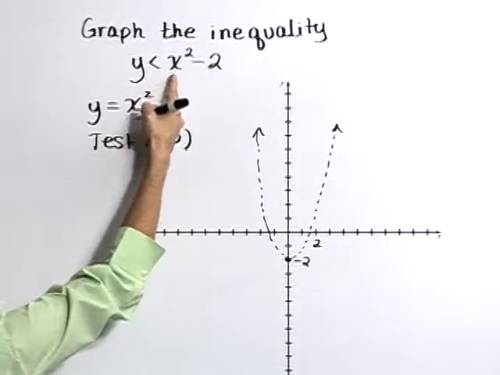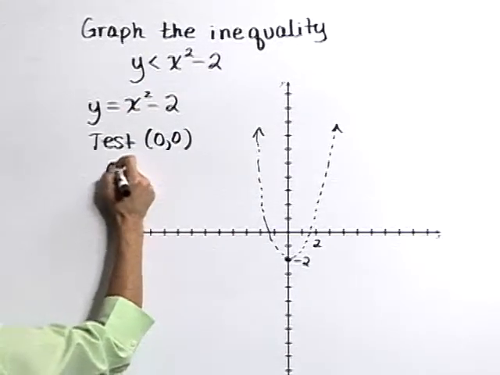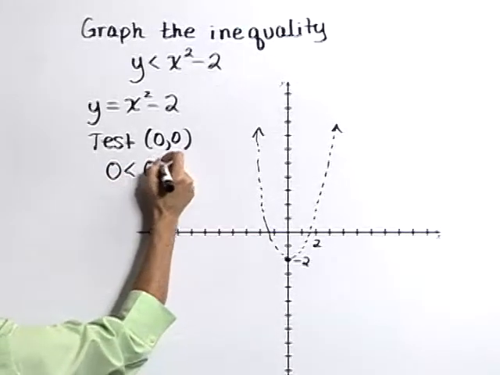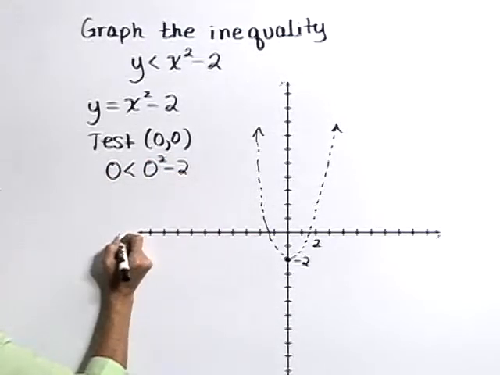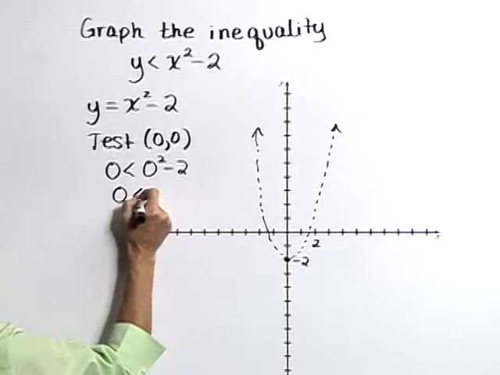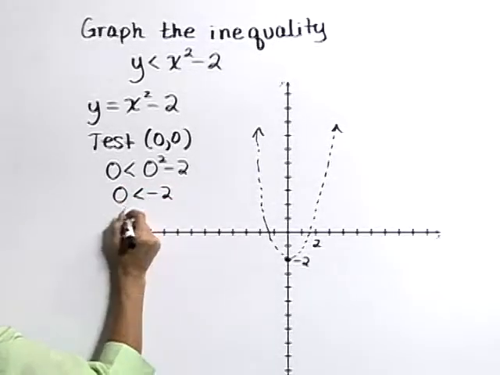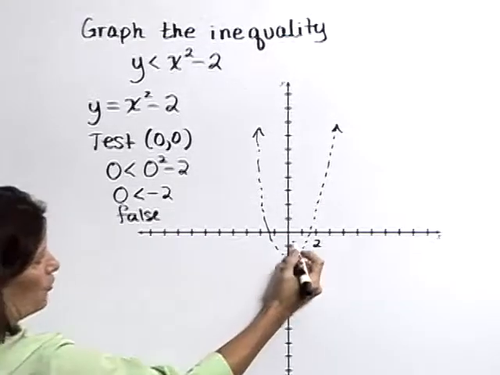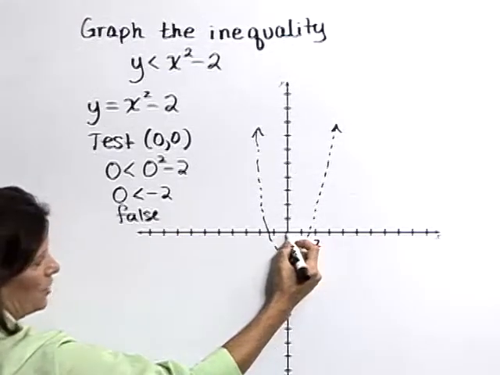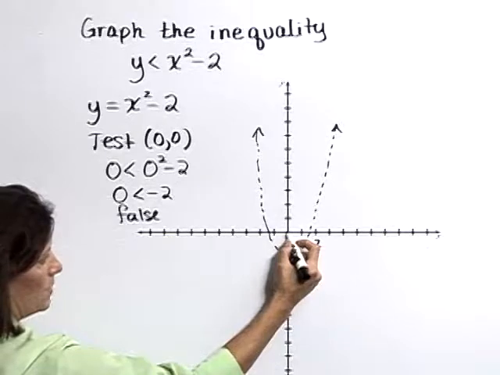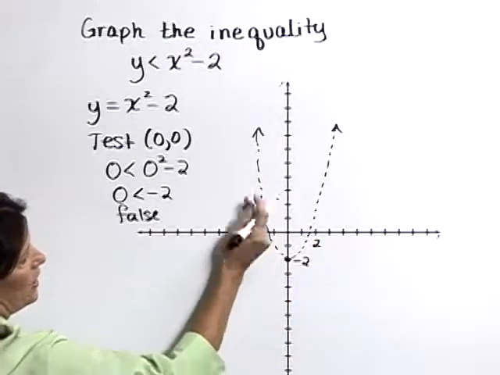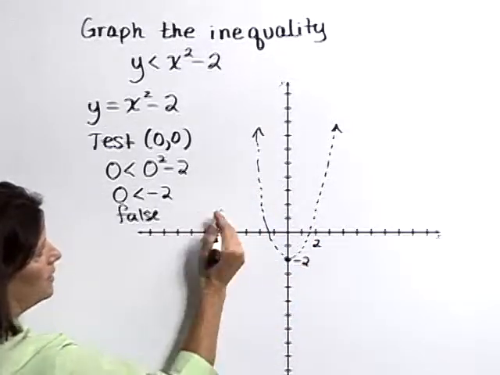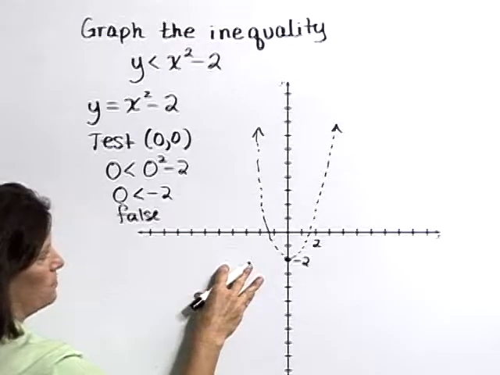So 0 for y and 0 for x gives 0 is less than 0 squared minus 2. 0 is less than -2. No, that is false. Therefore, the origin is not included in the solution region, which indicates that this area on the other side of the parabola is included in the solution region.